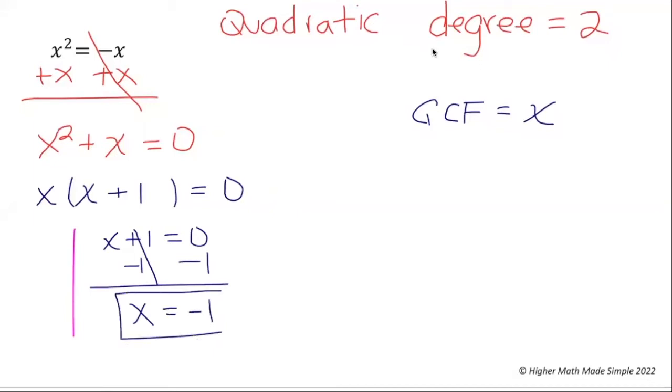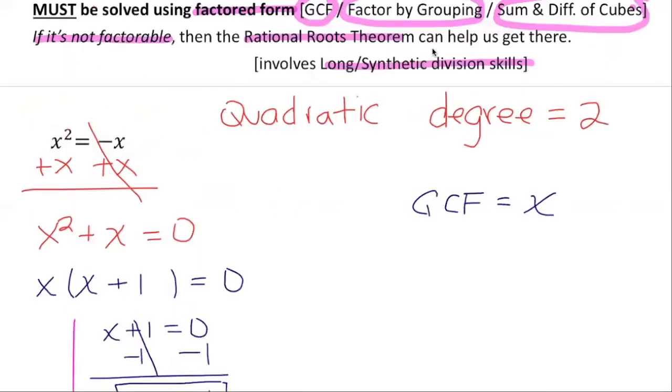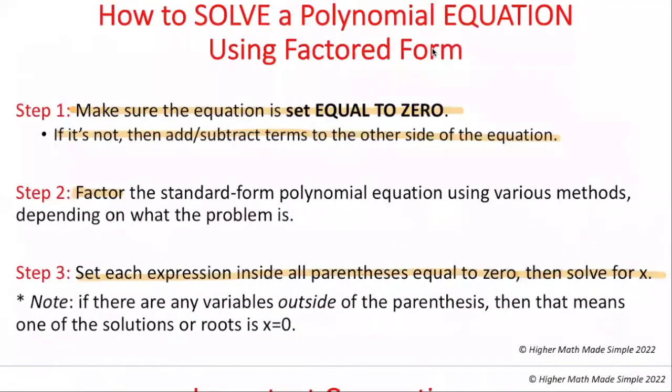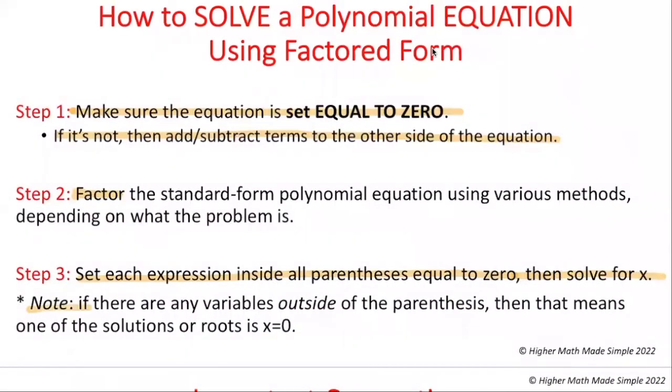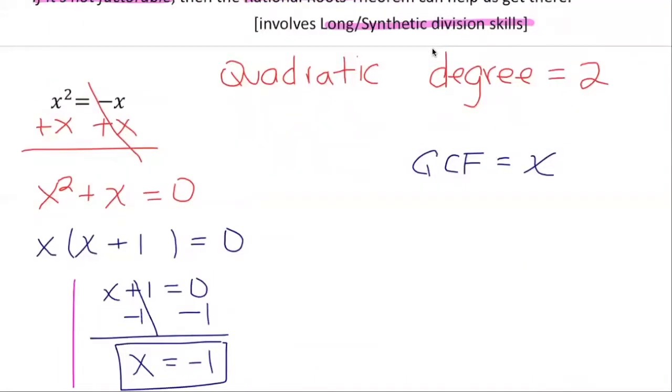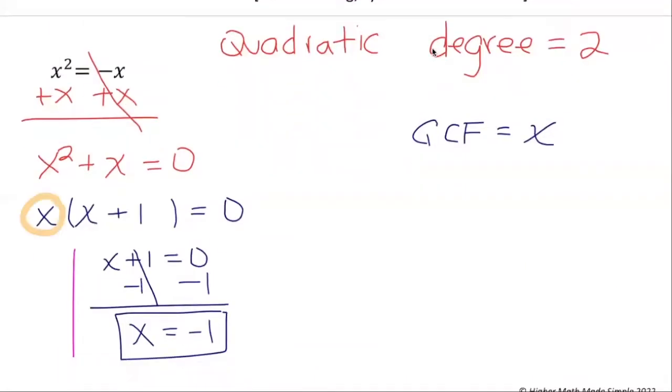Now we are missing an answer. I did say up here in step 3, note, if there are any variables outside of the parentheses, then this means that one of the solutions, aka roots, is 0. Notice we have an x here that is a variable outside of the parentheses. So automatically, that means one of the roots is 0. So we have two solutions, x equals 0 and x equals -1.